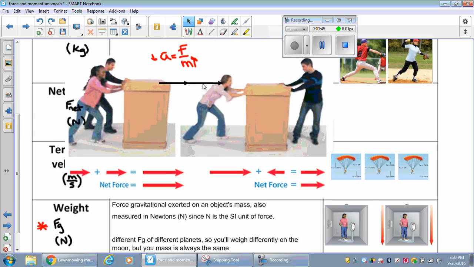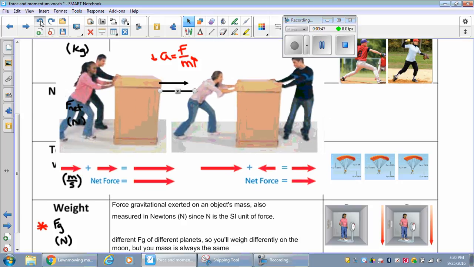Now, if they're pushing against each other, right, her force would be going this way. This force might be going this way. Since they're going opposites, you end up having to subtract, right? So you end up with a net force of some value going this way, right? This small arrow would be the overall net force. So you get rid of these, right? Okay, so that's how net force works.